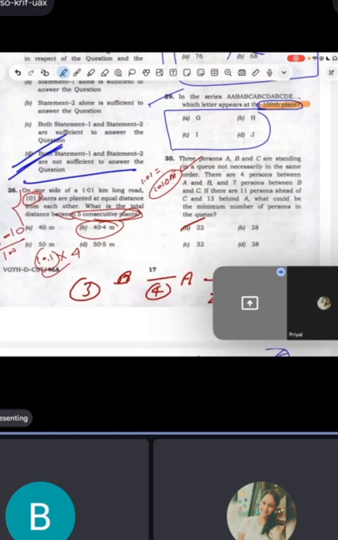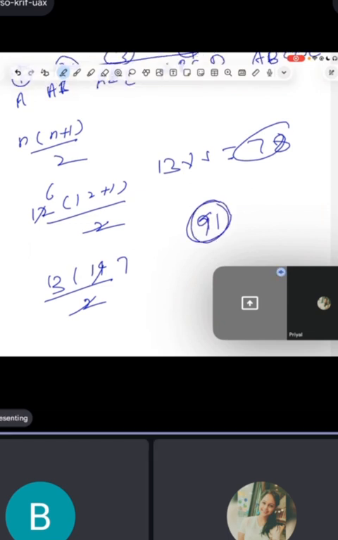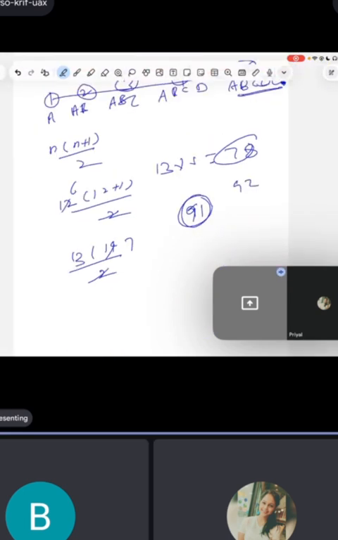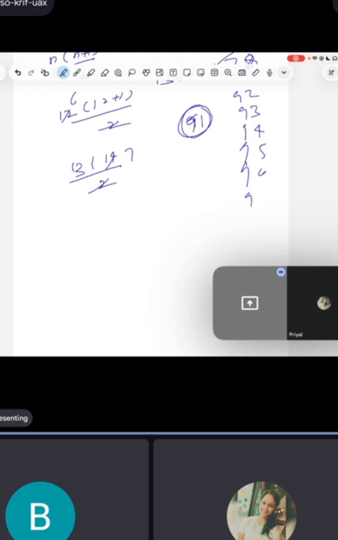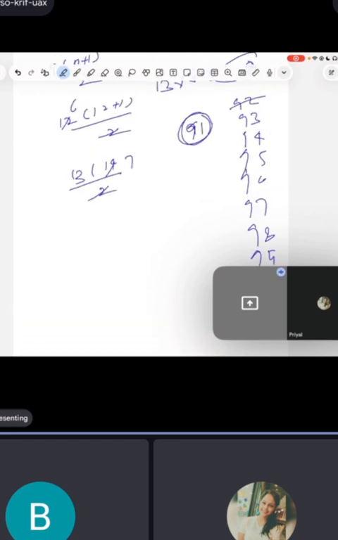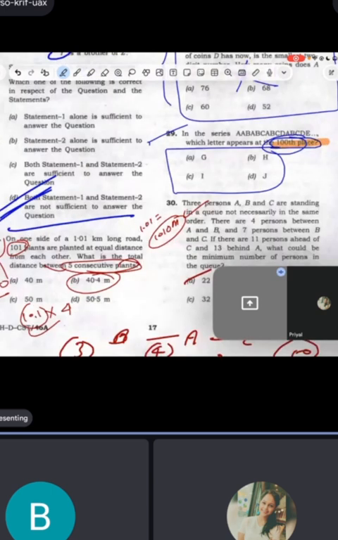But the question is asking 100, so I have to increase the number. Let's say 13. So here it becomes 14, then 13 times 7, which is 91. Yes, 91 is there. Now see, guys, take the endpoint 14. Now we have to increase it. So 92, 93, 94, 95, 96, 97, 98, 99, 100. So A, B, C, D, E, F, G, H, I. I think I will be the answer. Tell me if you have any doubt.